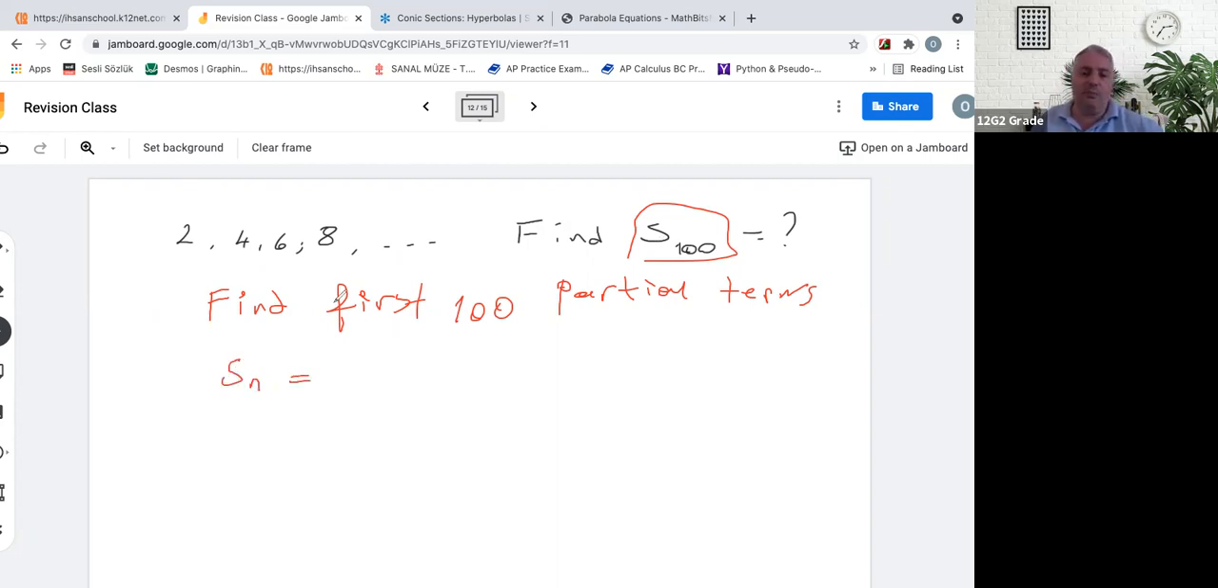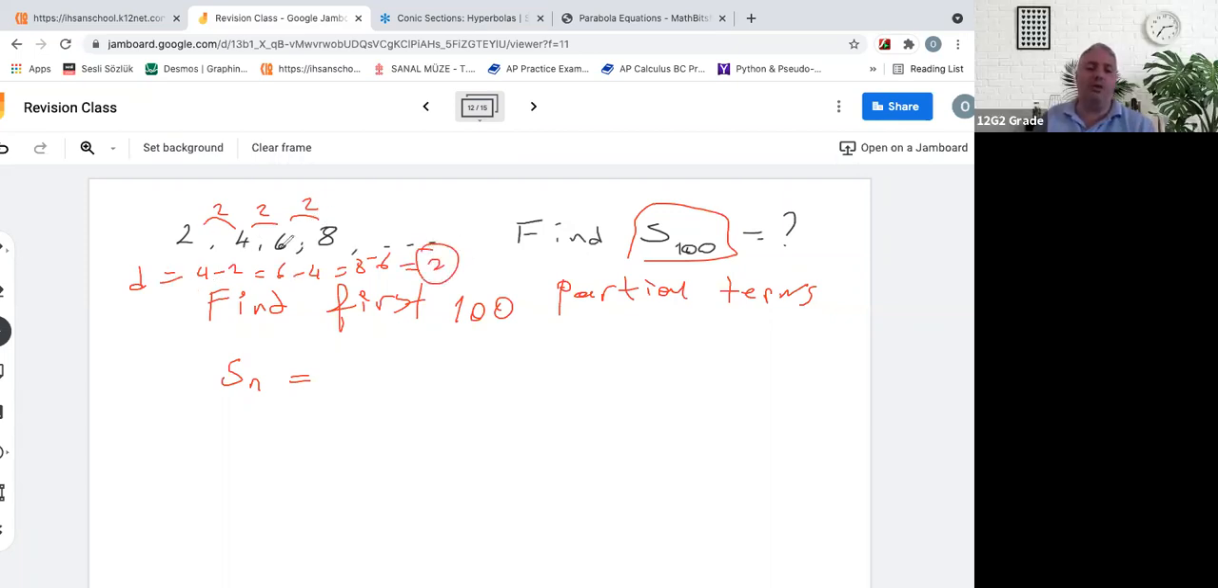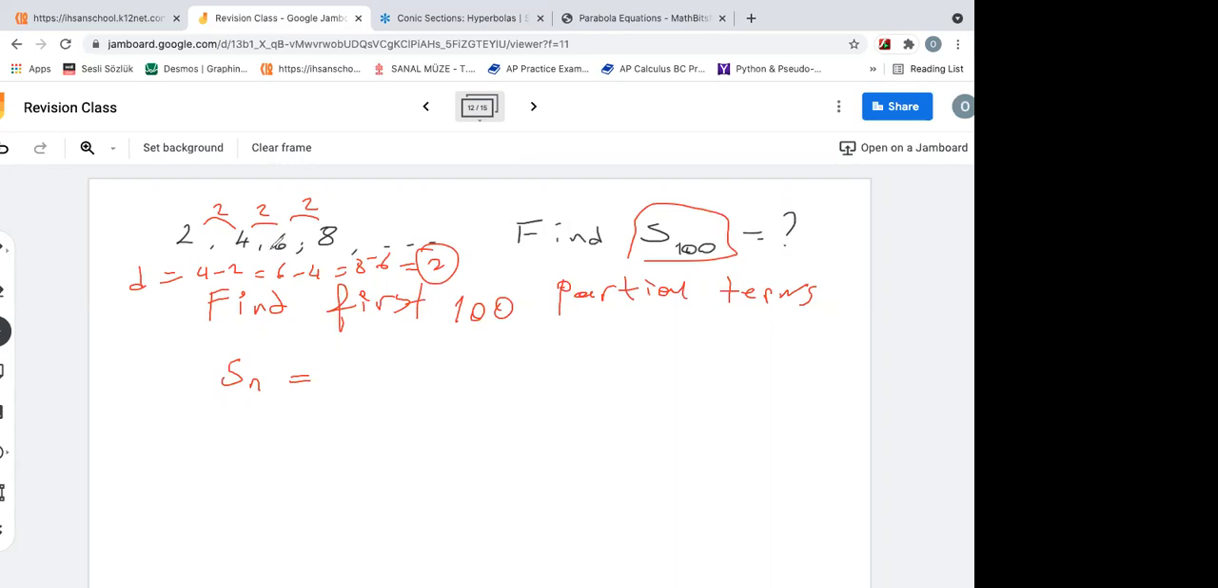Sn is equal to... First of all, is this an arithmetic or geometric sequence? The distance between the terms is 2, 2, 2. I mean, 4 minus 2 is equal to 6 minus 4 is equal to 8 minus 6. So this is the common difference, which is D. D is 2. It is not a geometric sequence, since 4 over 2, 6 over 4, 8 over 6 are not equal. So this is an arithmetic sequence.